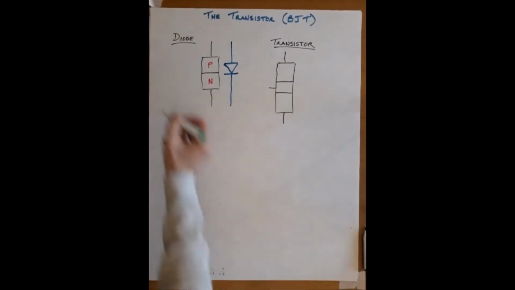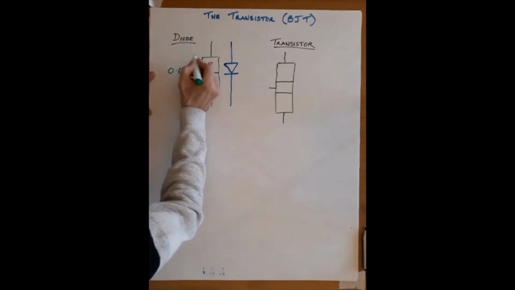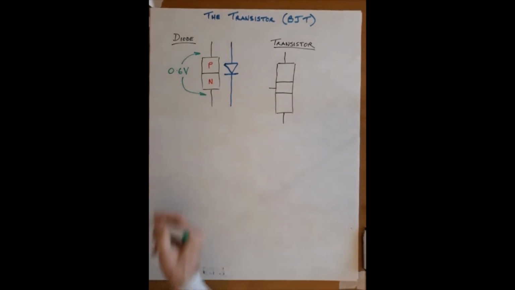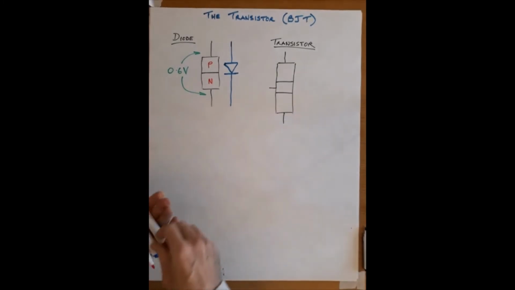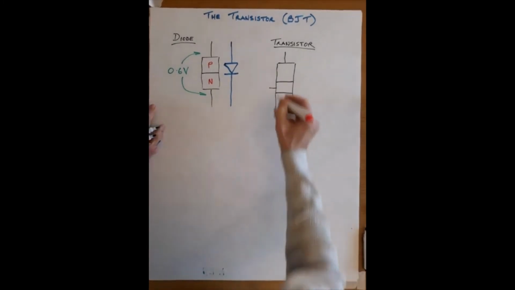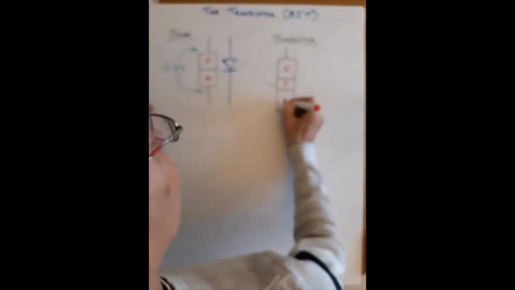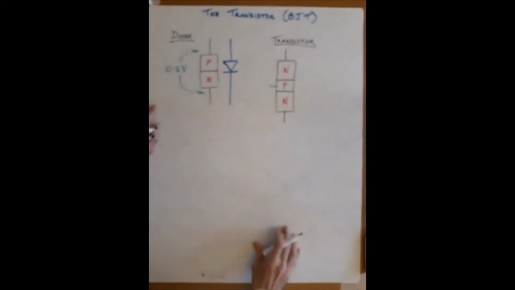And just a quick reminder, to turn a diode on, we need at least 0.6 volts across the PN junction to make it conduct. So a transistor is a sandwich of particular materials. So we've got N, P, N. We could have PNP, talk about that in a second.